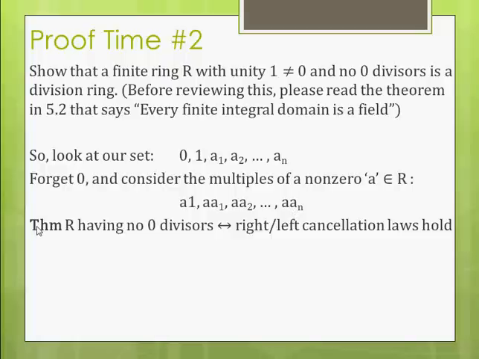There's a theorem in that section that says that if we don't have any zero divisors in our ring, then the left and right cancellation laws hold. Different than the left and right distribution laws, right? Two different things. So we can use this theorem to show that if any two of these multiples are equal, then the elements being multiplied must be equal, which is a contradiction because these are all separate elements: 0, 1, a sub 1, a sub 2, all the way to a sub n. So if we multiply a by them, all of these will be different elements.